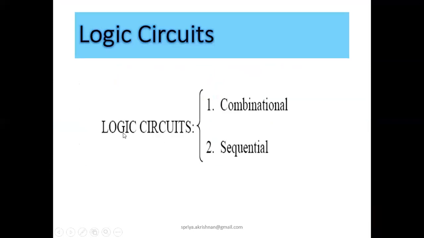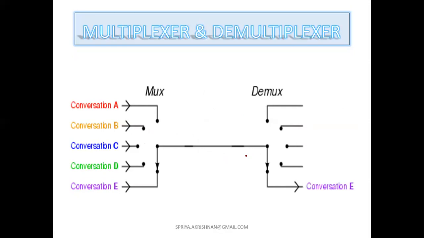So we know logic gates are divided into logic circuits. Logic circuits are divided into two broad types: the combinational circuit and the sequential circuit. A combinational circuit does not have any memory, and a sequential circuit will always remember something. The mux and demux are combinational circuits.